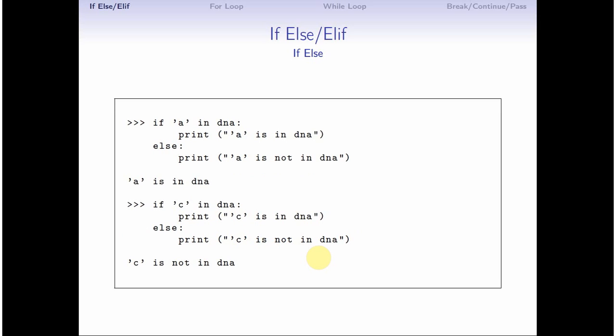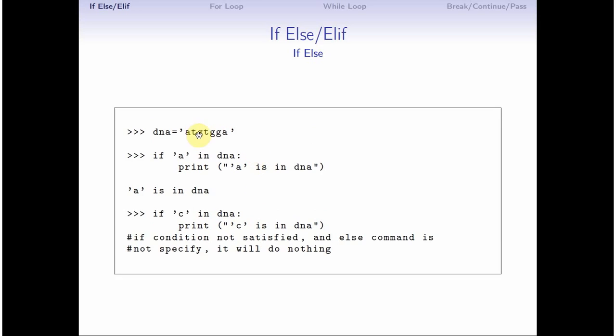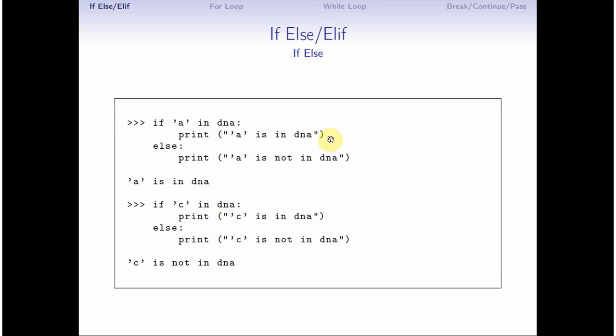But over here, you can go and try using your Python interpreter on your own. For example, if A in DNA, print A is in DNA, else print A is not in DNA. Since we know that our DNA has A, you print out this. Same, if C in DNA, print this, else print C is not in DNA. Do we have C in DNA? Don't have, right? So you will not go through this statement, you will go through the else, because this statement is false. So over here, you will print this instead.